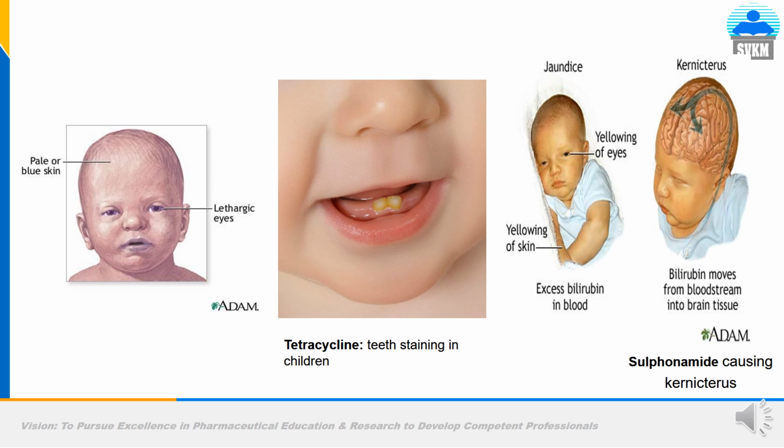Now, when you administer a dose to children, they show a different response than adults. For example, tetracycline shows teeth staining in children, while sulfonamide causes bilirubin to move from the bloodstream into the brain tissue, and it may lead to kernicterus. Some corticosteroids, when administered in children, may show growth and development retardation. And certain drugs may lead to serious consequences. For example, chloramphenicol causes grey baby syndrome. It means that these are all different responses than in adults.